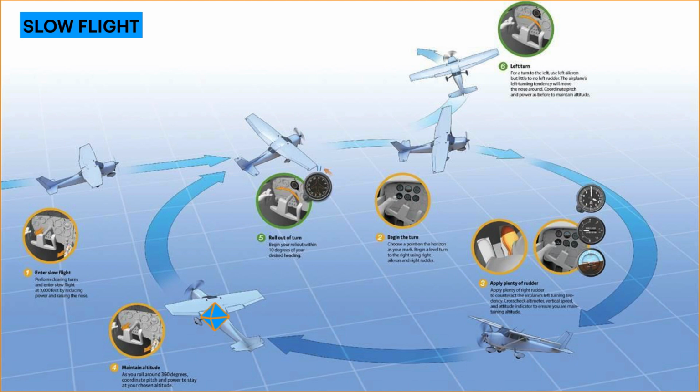Turns in slow flight should be very shallow and not more than 10 degrees to avoid excessive load factors which would increase the stall speed. Finally, to exit slow flight, lower the nose, add power, and gradually retract flaps and resume straight and level flight.